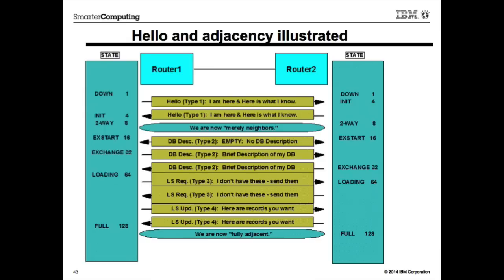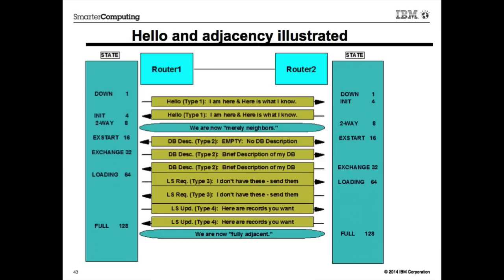Then, if we're going to progress, we have to start exchanging topology. So we start off by exchanging descriptions of our database, saying this is what I have. Each one lists a summary of every element in the database, and that's when you're in exchange start state, which is state 16. And then once you've learned what your neighbor has, you send what's called a link state request, saying, I don't have these, please send me these. So you've told me all the topology you have. I've looked in my database. Here are some elements that you said you have, I don't have. Send them to me. When the neighboring router sends those, we're in loading state. And finally, when your databases are fully synced, you're now fully adjacent.